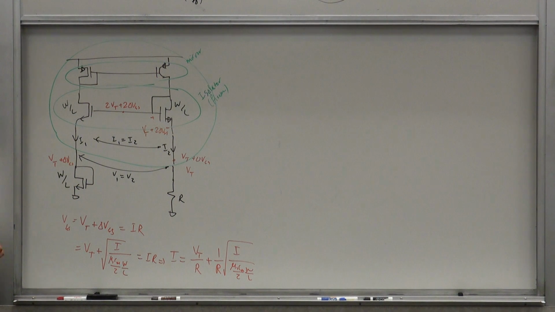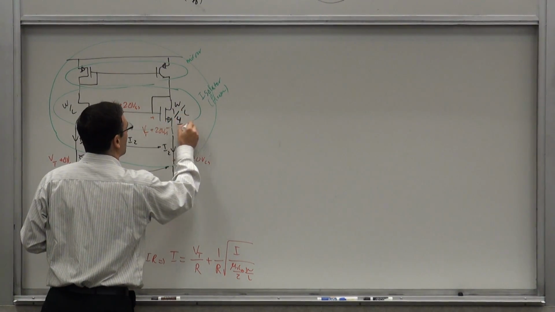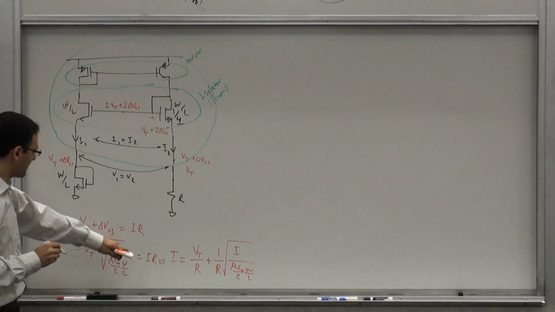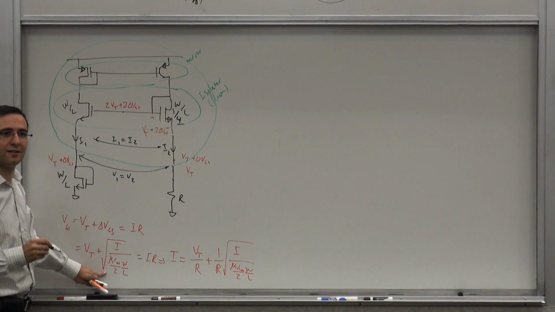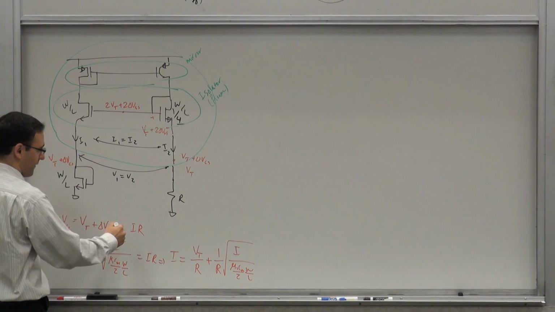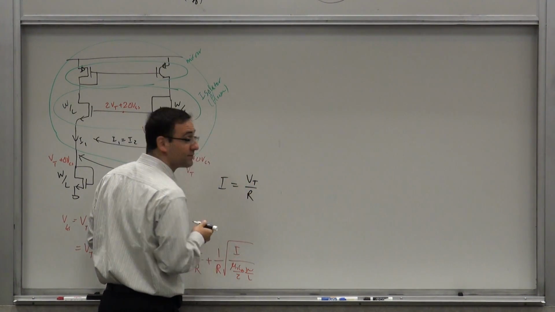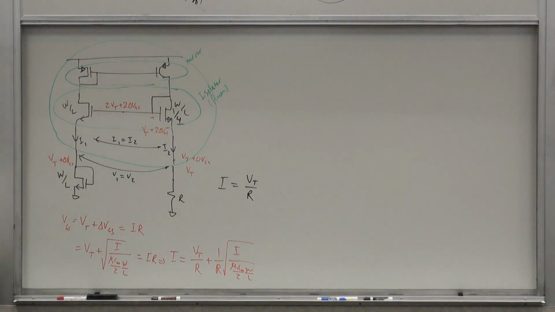What do I do to W over L? Make it a quarter, right? So if I make this a quarter, then this term disappears, because this voltage becomes Vt across R, and therefore my I becomes Vt over R. Systematic.